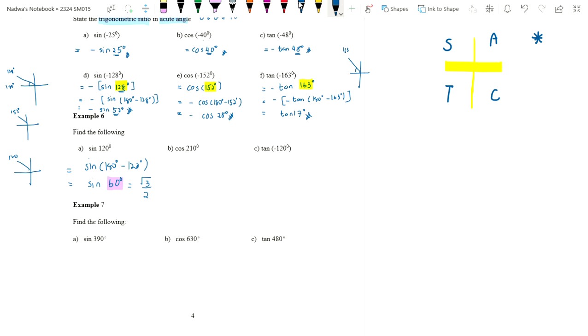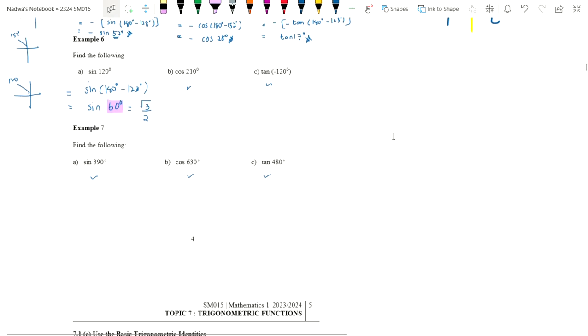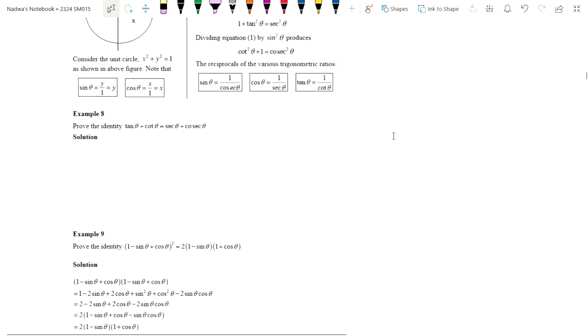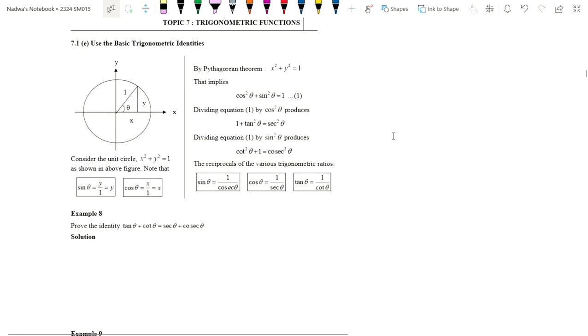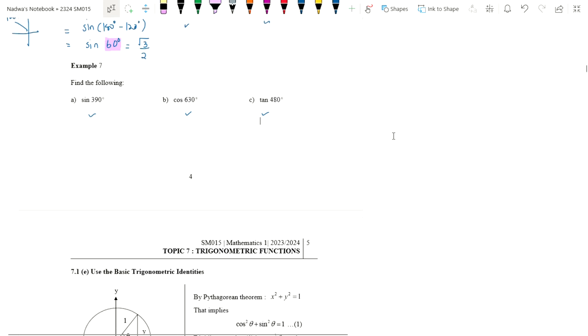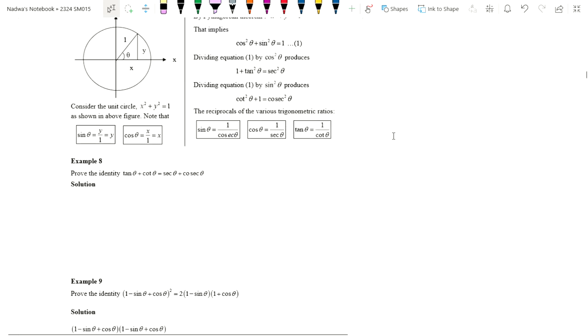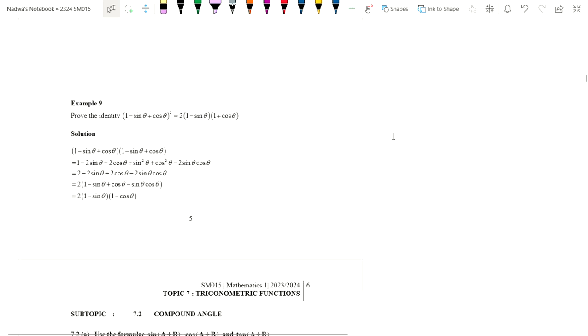You can do B, C, and example 7 by yourself, or you can just press your calculator, or you can try to do them manually. So for example 8, I'm going to continue in the lecture. So please make sure that you are already done with example 1 until 7 before you come to the lecture on Monday.